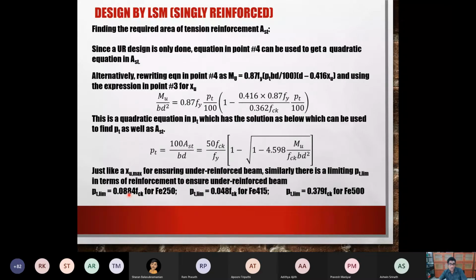So now, before I go to the next slide, I want to ask a question. Let's say that you have done your design, you have found the depth of your beam. You have also found out what is the percentage of steel that is required, the tension bottom steel which is required. And then you make this check and you find that the percentage of steel is more than this limiting percentage. That means it is what kind of beam?